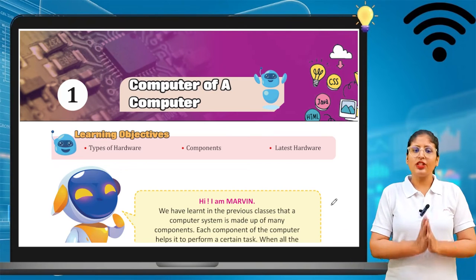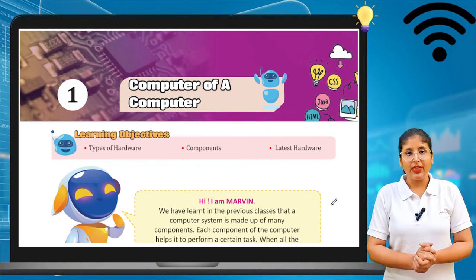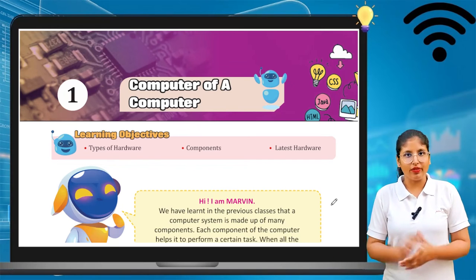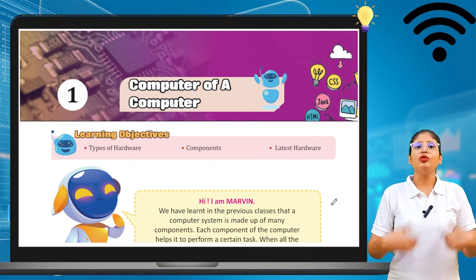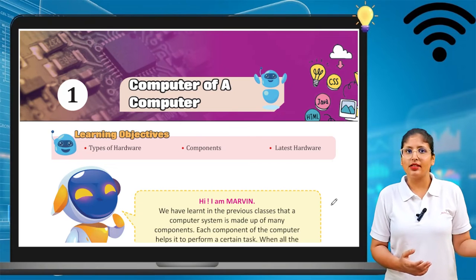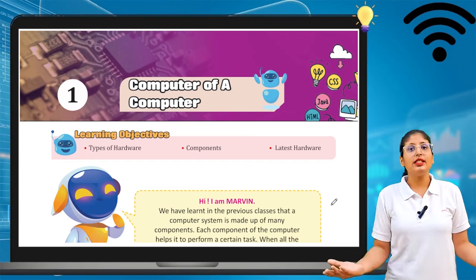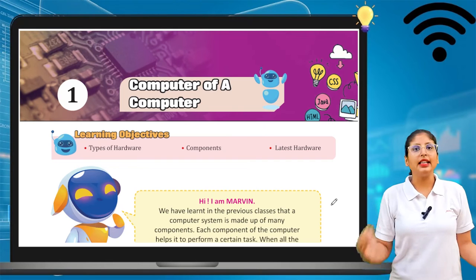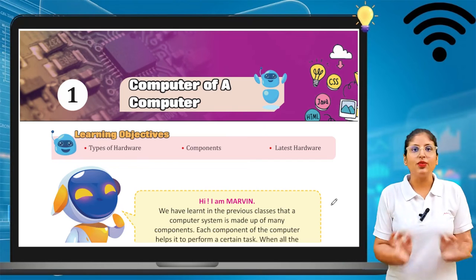So in this class, first of all, as we know about computer, we will see about the computer. A computer is divided into hardware and software. So we will first see what is hardware. In hardware, there are two types of components. One is input devices, so we will see what input devices are and their roles. And then we will see about output devices, what output devices are and their categories. These are the things we have to discuss first.